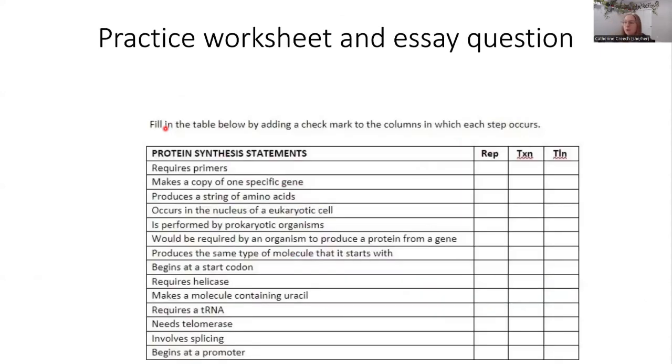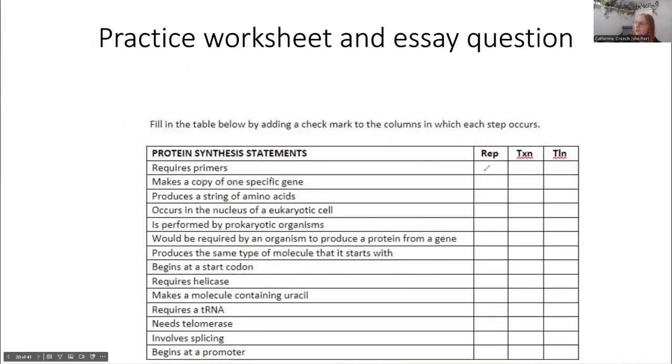And then lastly, I have a worksheet to help you identify which steps occur in which process. So here we have a chart. We have an option for DNA replication, an option for transcription, and an option for translation. So I'm going to check whether or not each item occurs in one or all 3 or maybe none of these steps. The first item is requires primers. I require primers for DNA replication, but do I require it for transcription translation? No. We're going to use transcription factors, and then we don't need a primer for translation.